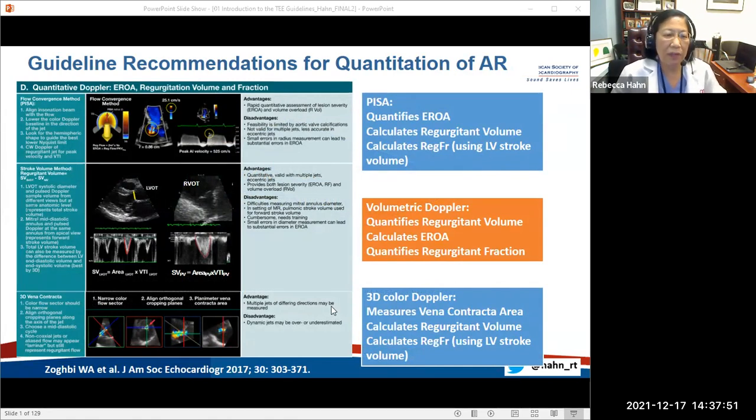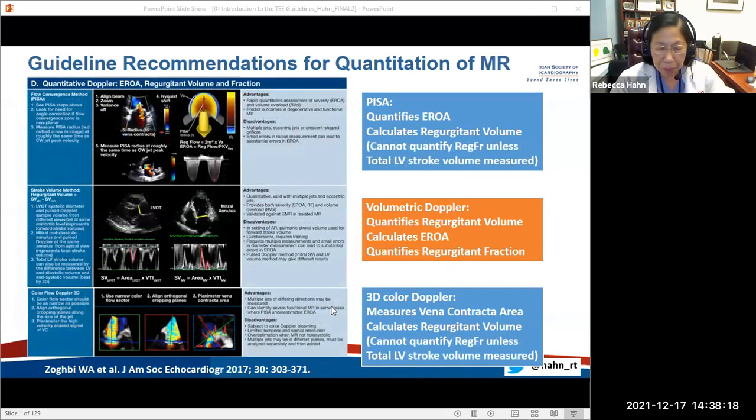But I wanted to clarify that because we obviously have 3 different methods that are recommended in our guidelines for quantifying the severity of regurgitation: the proximal isovelocity surface area method, so PISA, the volumetric Doppler method, and that means we have to calculate the stroke volume, so that was your question, and then the 3D color Doppler vena contracta area. And each one of them has strengths and weaknesses, as has been covered by prior guidelines in 2017.